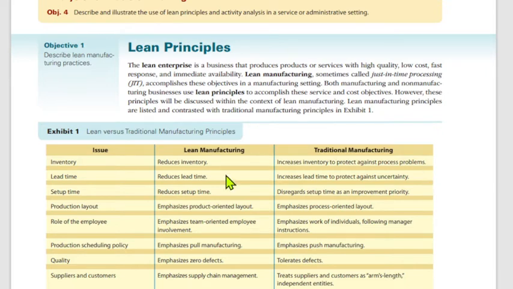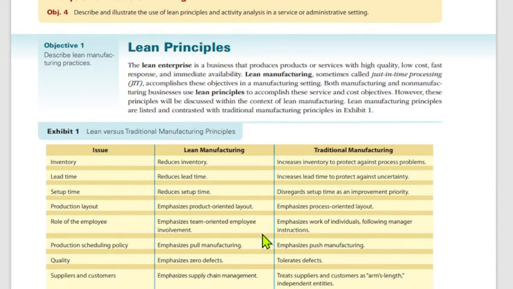It also reduces lead time in lean manufacturing. In traditional manufacturing, it increases lead time to protect against uncertainty. Lean reduces setup time, while traditional disregards setup time as an improvement priority. Kasi ang priority under traditional manufacturing is yung availability ng stocks when it is needed. Production layout, yes, in lean manufacturing mahalaga yan, while in traditional, more on process-oriented layout.